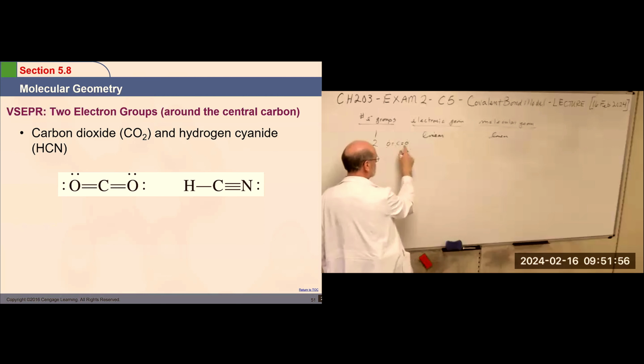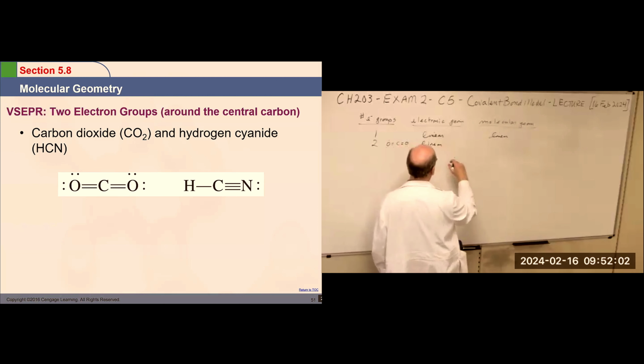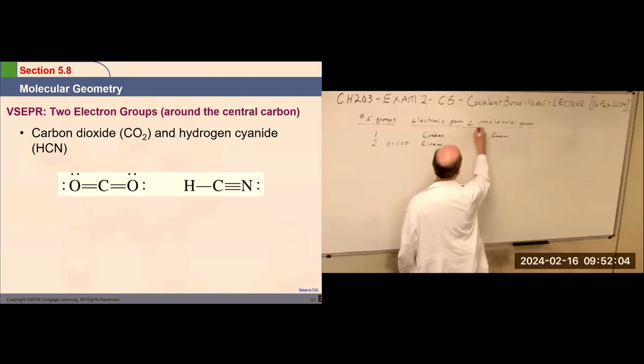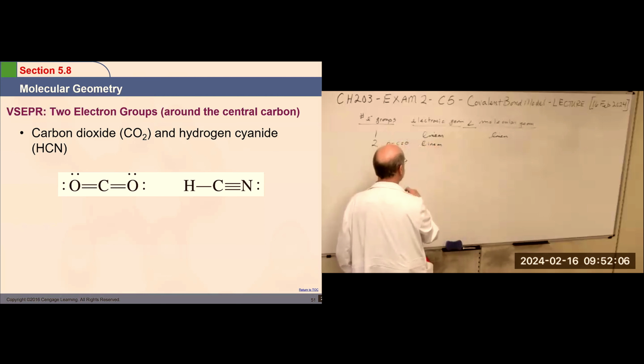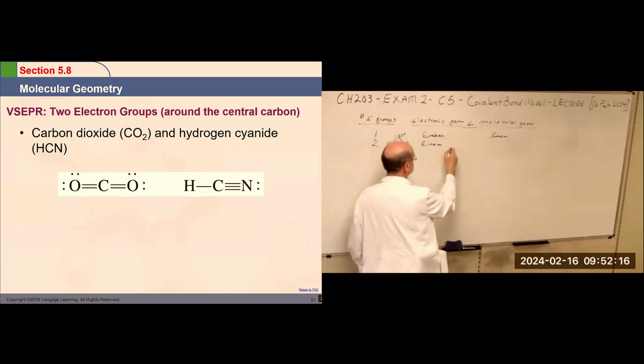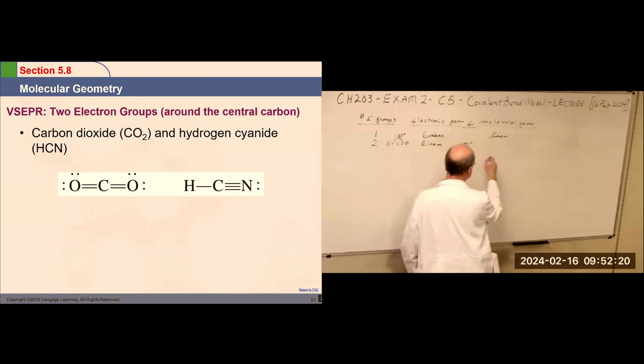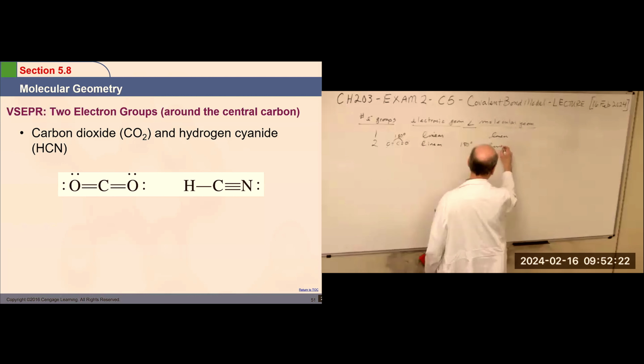Then you have a linear electronic geometry. Yes, linear. I left out angles. So what's the angle between here and here, with this as your apex, right there? 180 degrees. And this is also going to be linear.